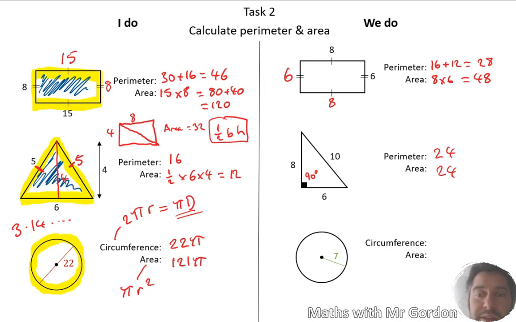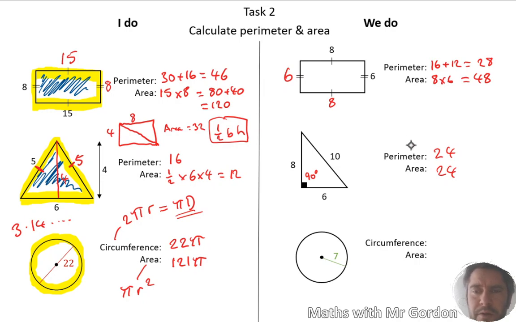Now, if these were in centimeters, I haven't given you the dimensions here, but if this was in centimeters, it would be 24 centimeters, and the area would be 24 centimeters squared. But here I haven't told you what the units are, so we're just going to leave that as 24 and 24. Let's just double check that, because it's a bit strange that they're the same number, isn't it?